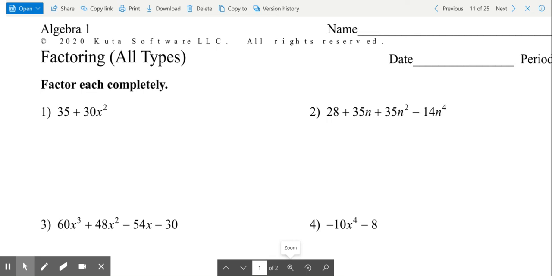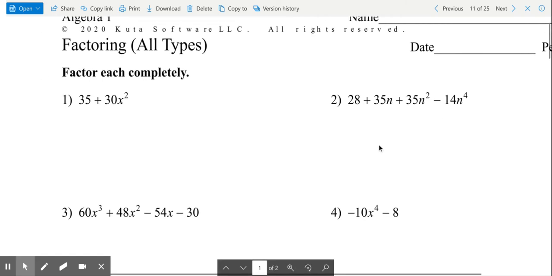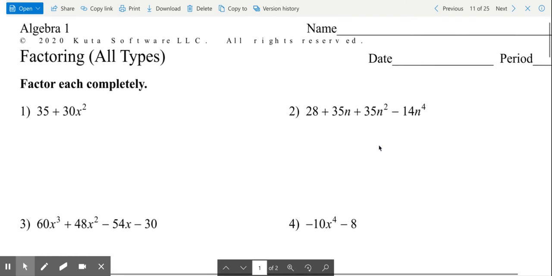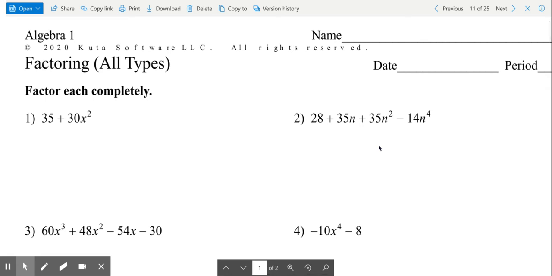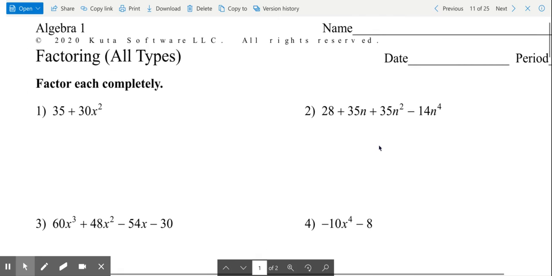So in this video, I just want to do a little bit of review. I have a lot of videos on factoring now, so I'm not going to do a lot of actual factoring. What I want to do in this video is talk about how to know what kind of factoring you're doing. So that's going to be kind of the focus of this video.